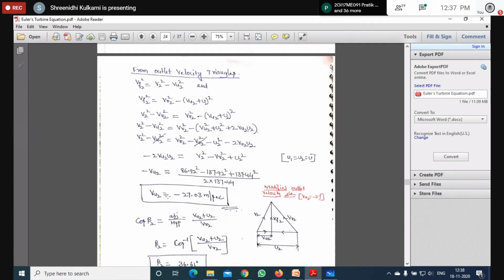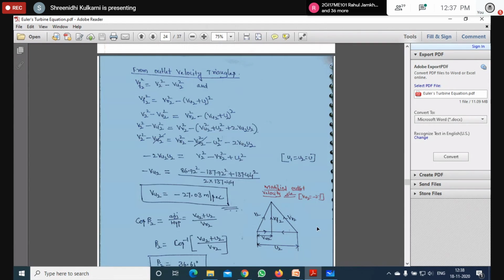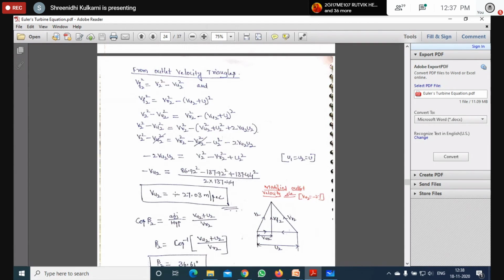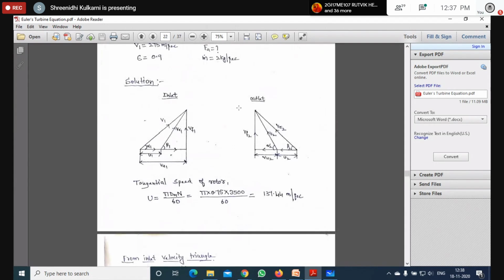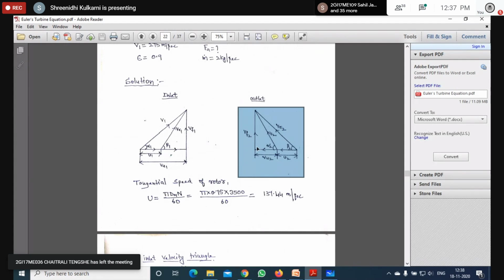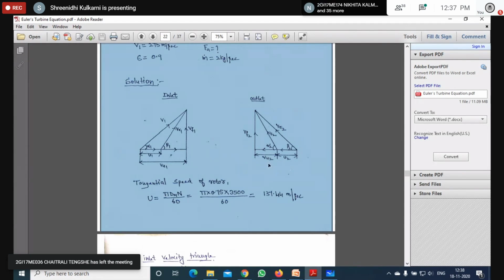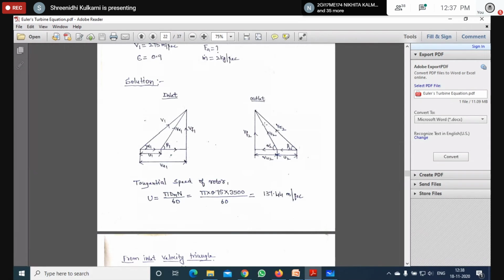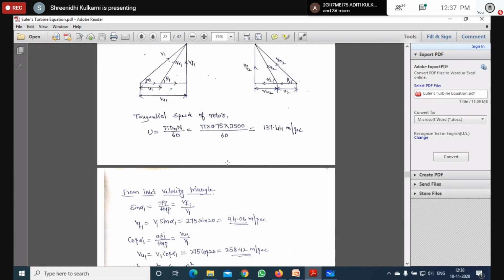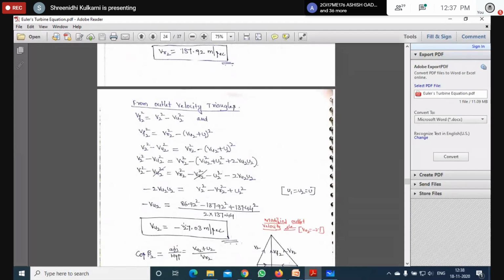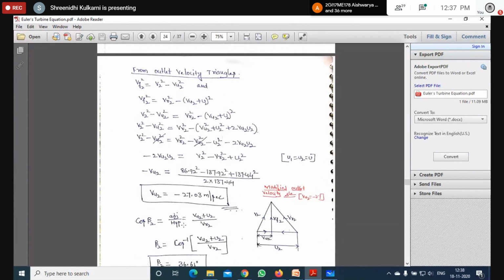So VU2, we are getting as a negative value. This is very important. Whatever this negative value, we have to modify the velocity triangle to this. The reason is only the negative sign. Initially the outlet velocity triangle was in this manner, but since we are getting a negative sign for VU2, the direction of V2 changes. So the negative sign in VU2 indicates only the direction.